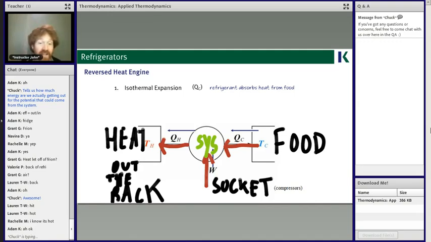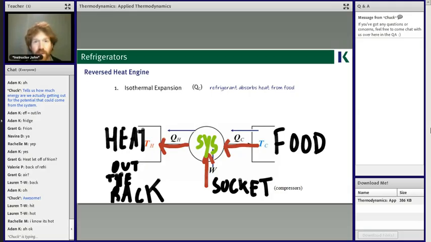And so first you have isothermal expansion. The refrigerant absorbs heat from the food. One thing I want you to be aware of, though, is that you don't have to use Freon, but the reason we use Freon is that you can take advantage of not just changing the temperature of Freon, you can also change Freon from a liquid to a gas.